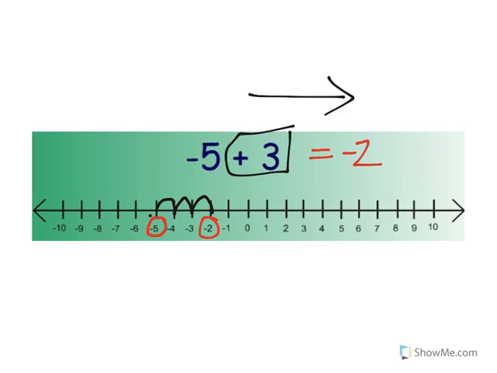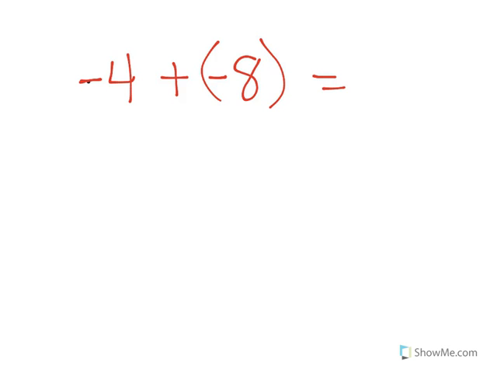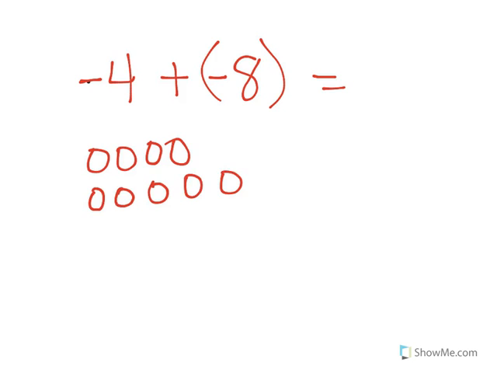Okay? Now, I'm going to give you one last example using circles, and then we're going to get to the super, super easy part. This time, let's add double negatives. Let's do -4 plus -8. All right. Well, here I have 1, 2, 3, 4 negatives plus 8 negatives. It's the same color. I'm going to add 1, 2, 3, 4, 5, 6, 7, 8.